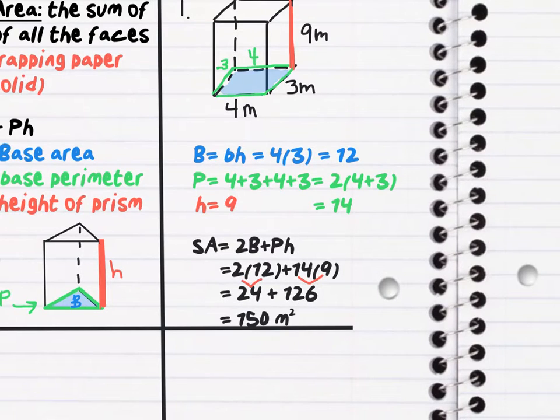So the surface area is 150 meters squared. And for surface area, it's always squared units because it is an area measurement. It's just the area of all the faces added together.